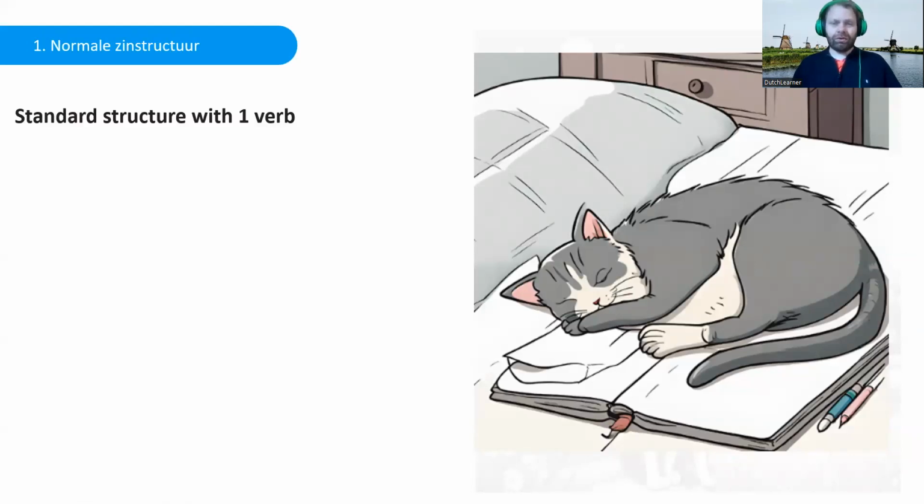De standaardstructuur ziet er als volgt uit. The standard structure looks as following. De kat slaapt op het bed. The cat sleeps on the bed. So let's color code this.